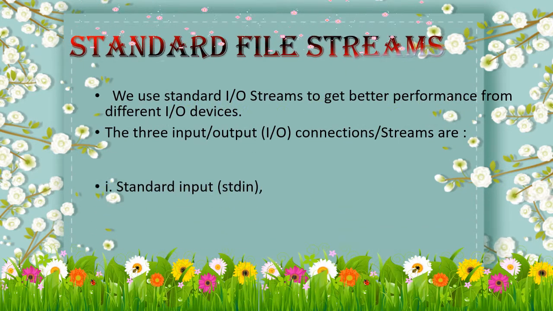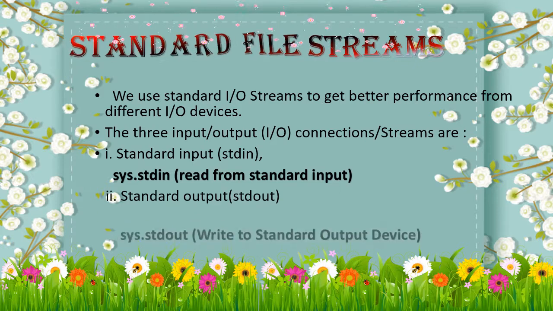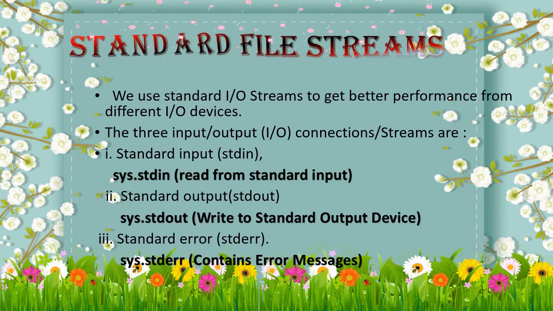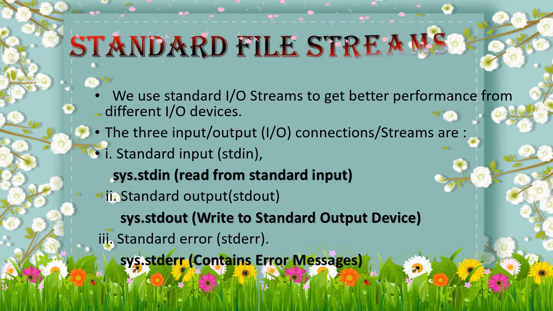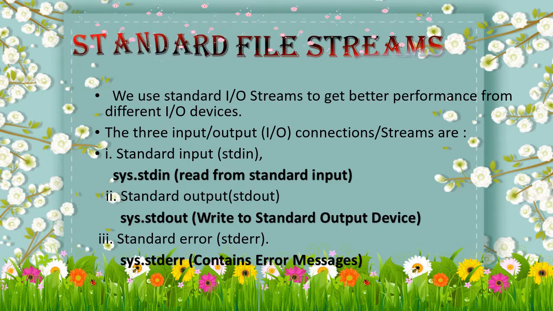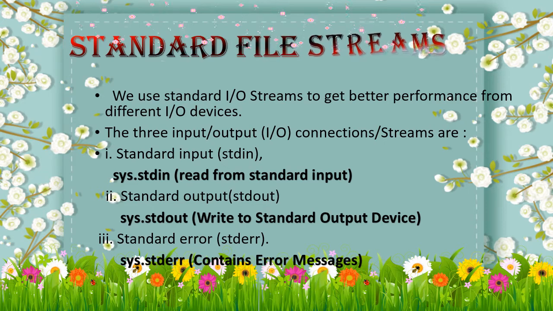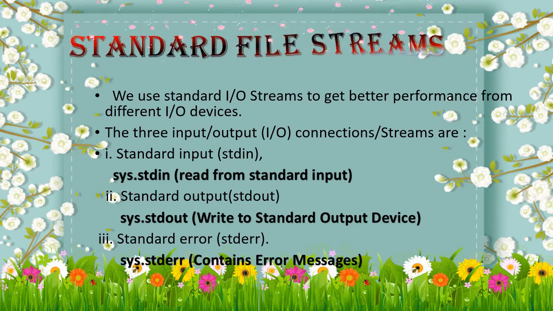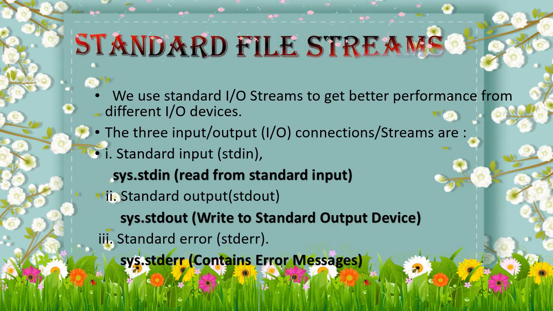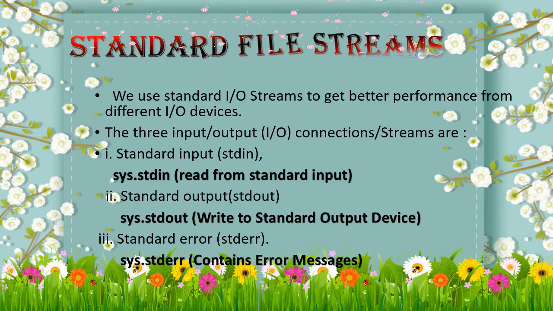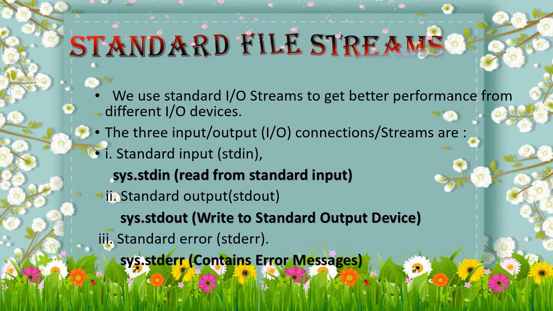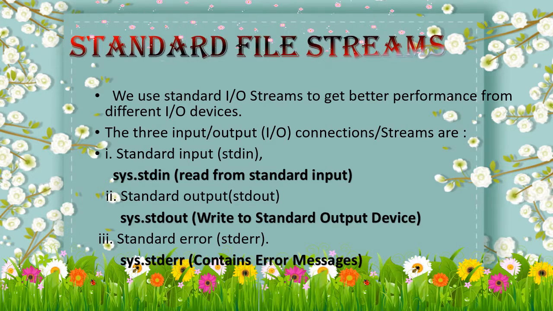And next, standard file streams. We can use the standard file streams for input and output. It has 3 streams: for input, we use sys.stdin, the standard input; for output, standard output, stdout; and for errors, stderr. If you want to use these 3, we have to import the sys module.